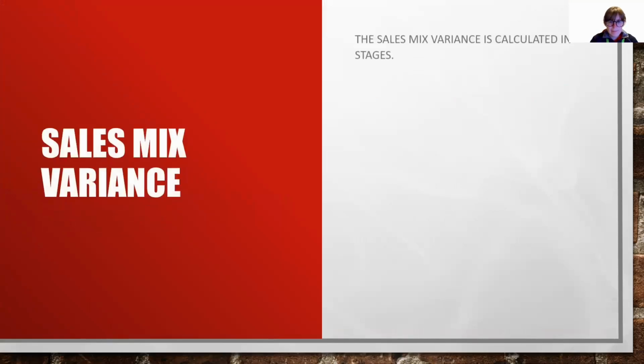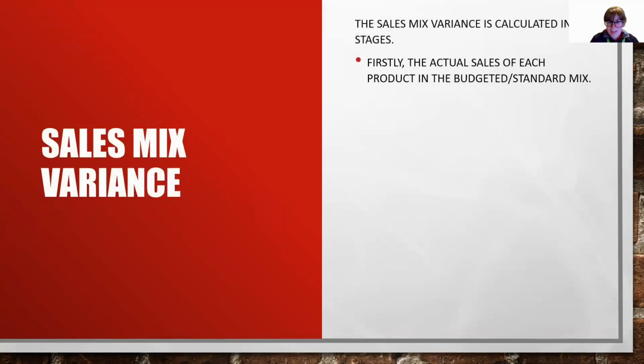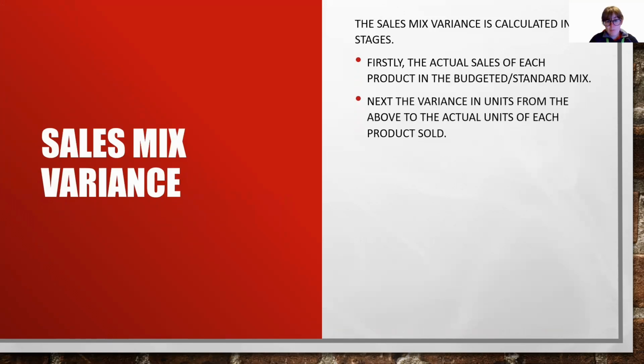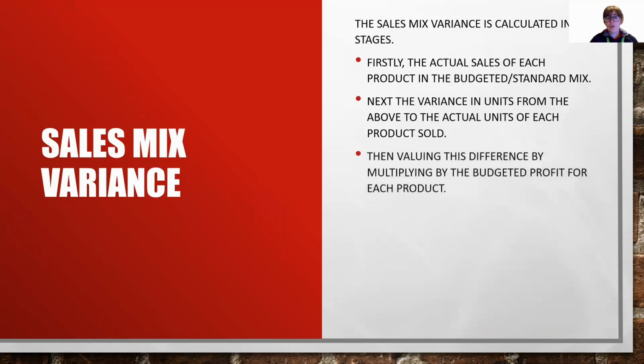Sales mix variance then. This again is going to be calculated in stages. So firstly, you take the actual sales of each product in the budget or standard mix, and then your variance in units from the above to the actual units of each product sold. You would then value the difference by multiplying by the budgeted profit for each product.